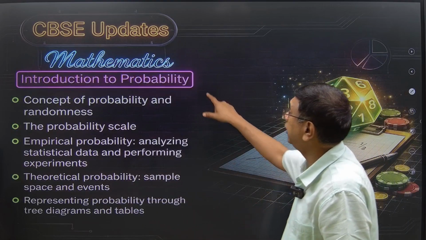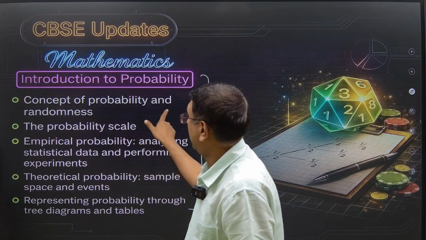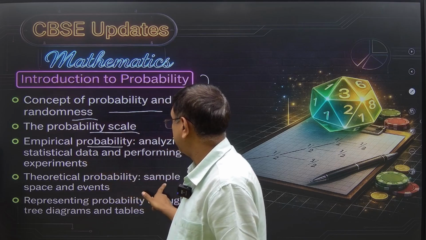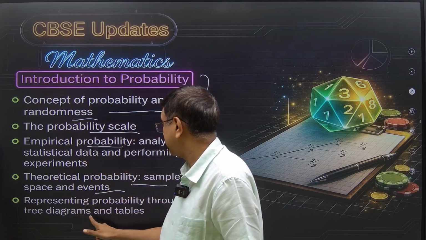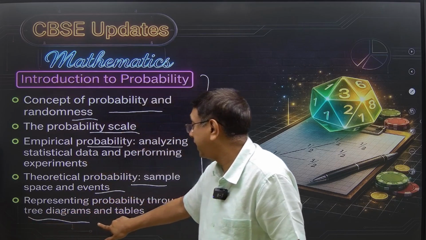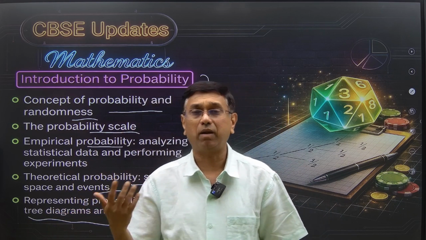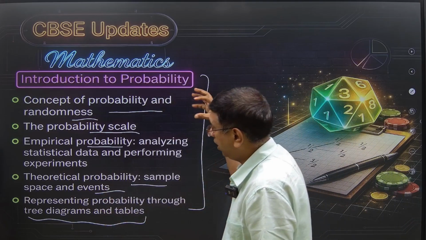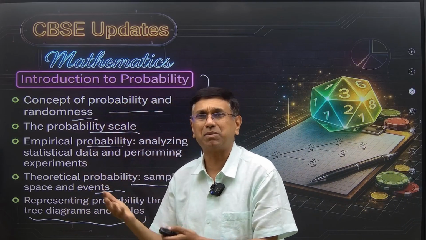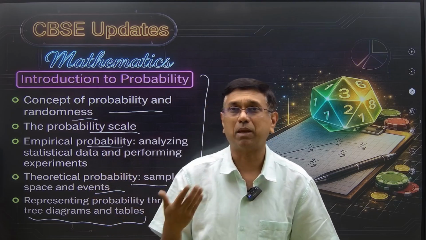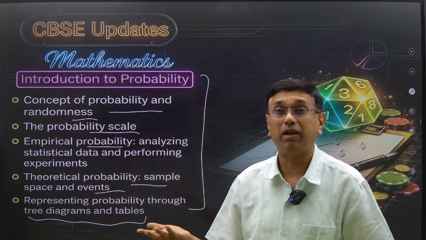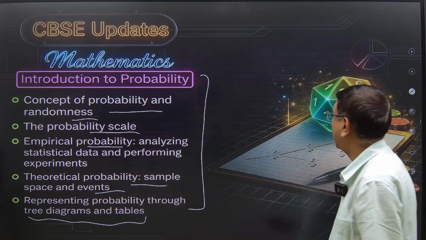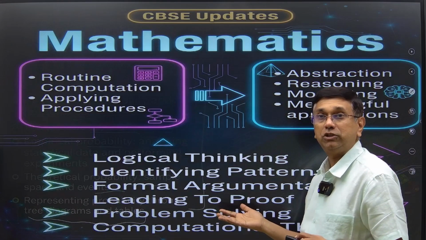फिर प्रोबेबिलिटी को फिर से ले आया गया है, randomness, probability scale, empirical probability, theoretical, sample space, events, और एक चीज है tree diagram और tables के through. तो tree diagram का भी introduction किया गया है. So basically they have brought the part of 10th ही पूरा समझिए, क्योंकि ये concept दे दिया तो sample space, events, ये सब लिखना, फिर उनकी probability निकालना, empirical, तो ये आपके लिए आ जाता है. So this is also a new addition.